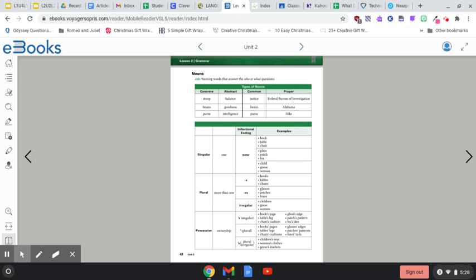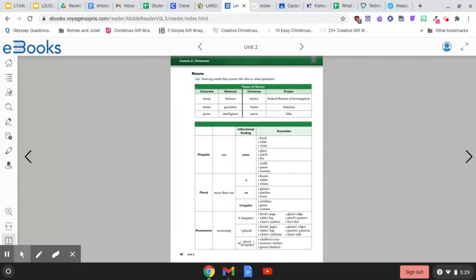It's important to understand the jobs that words do in sentences. What kind of words answer the who or what question? Now let's turn to page 42 in your student books.